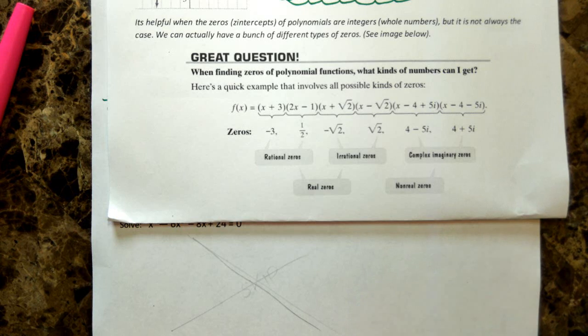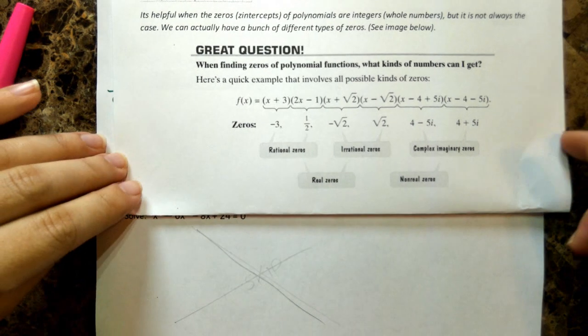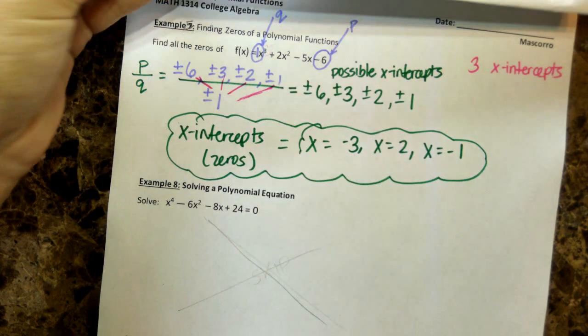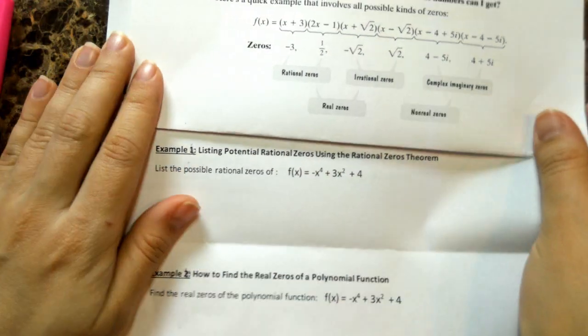So in those cases, how would we find those x-intercepts? In cases where all of the zeros are not rationals, what would we do then? That's what we're going to do for our last example. And I'm going to use this one right here.